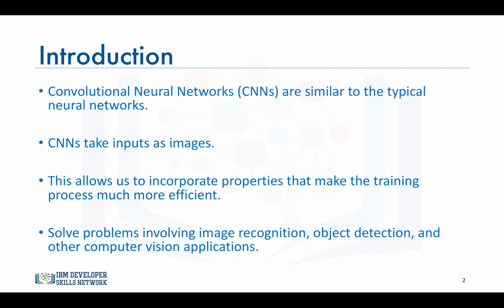Well, convolutional neural networks, or CNNs for short, make the explicit assumption that the inputs are images, which allows us to incorporate certain properties into their architecture. These properties make the forward propagation step much more efficient and vastly reduce the number of parameters in the network. Therefore, CNNs are best for solving problems related to image recognition, object detection, and other computer vision applications.